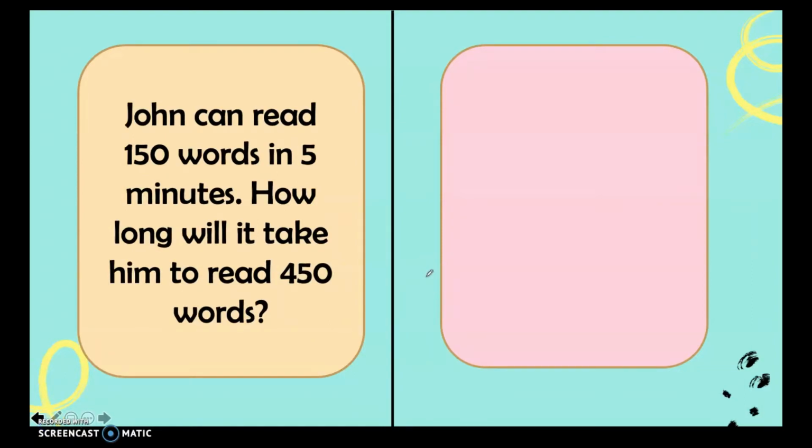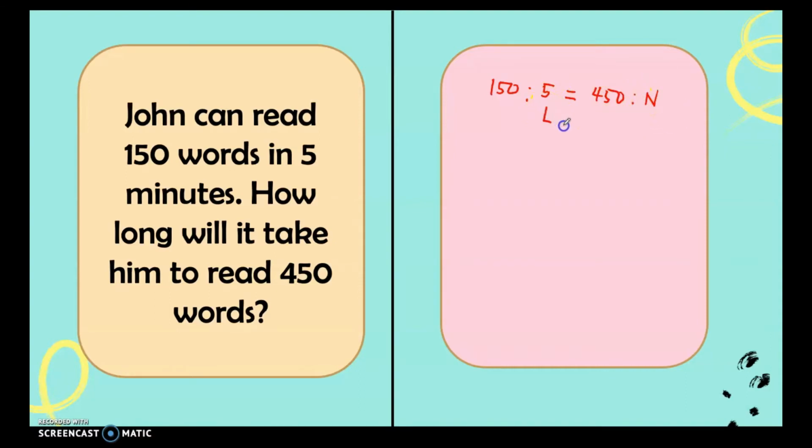Next, we have John can read 150 words in 5 minutes. How long will it take him to read 450 words? So let's use the proportion in solving this problem. So 150 words is to 5 minutes. So this is for the words, and this is for the time, which is 5 minutes. Then when you write the other ratio, how long will it take to read 450 words? So this is 450, and the missing one is the minutes or the time, how long.